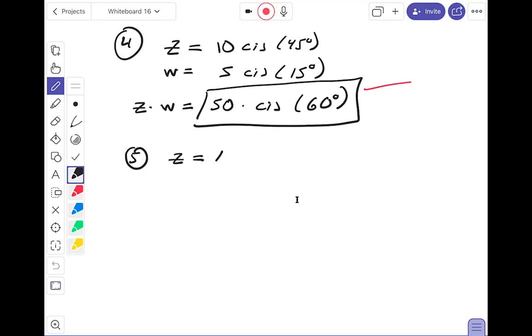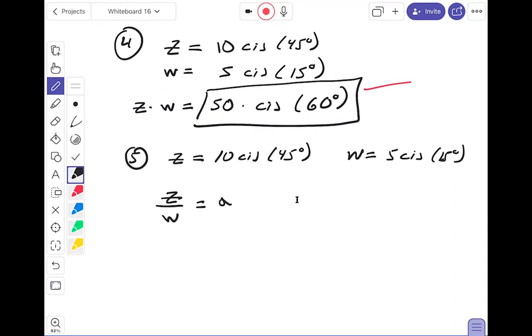And what's Z? Z is 10 CIS 45 degrees. Gee, it looks like the same question maybe. And then it says W. Wow, it's almost the same question: 5 CIS 15 degrees. All right, what do they want to do? Z divided by W. Well, it's going to be 10 divided by 5, which is 2.